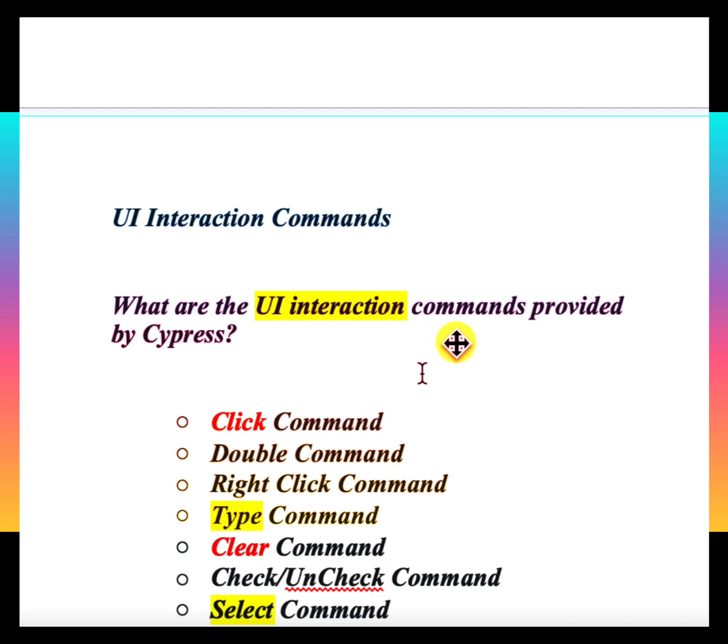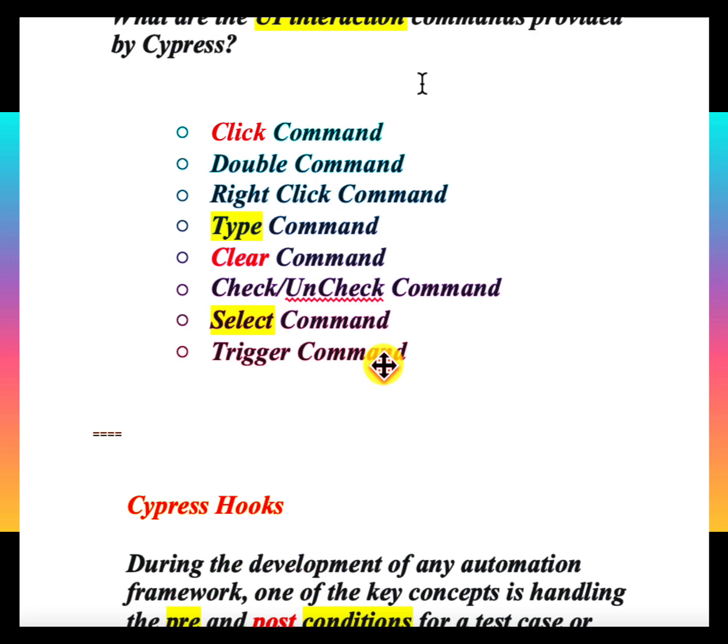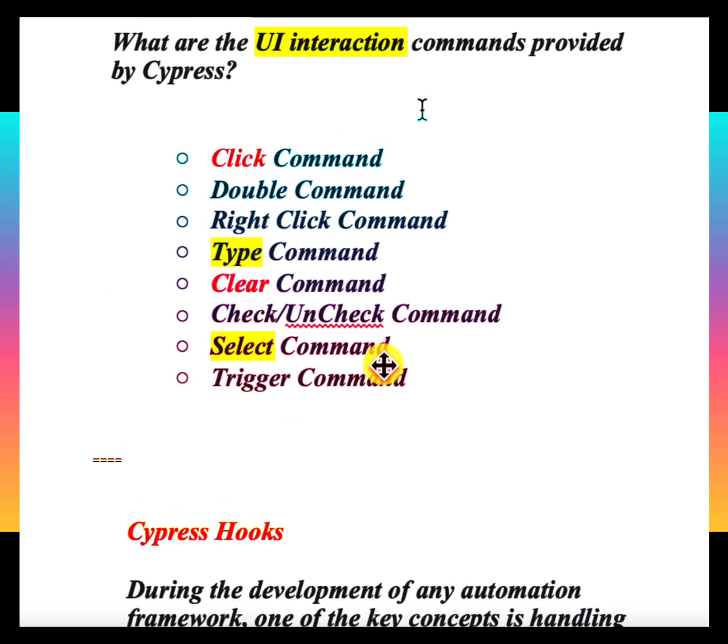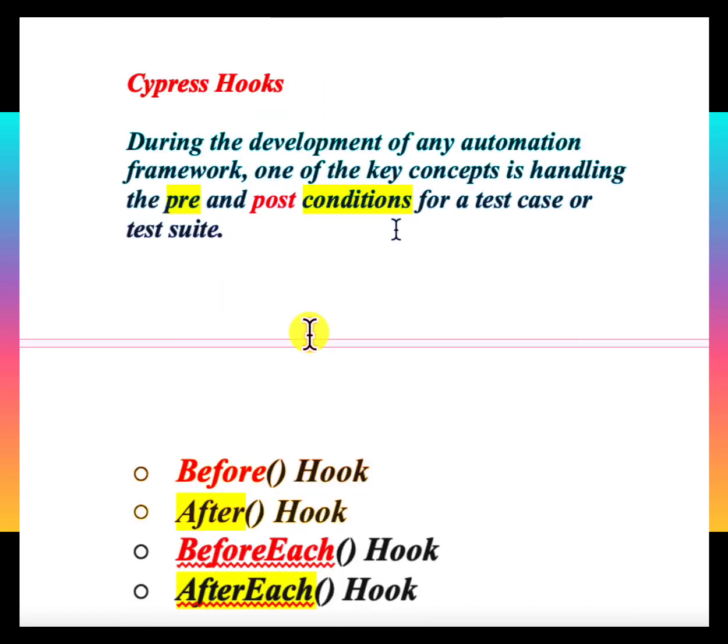What are the UI interaction commands provided by Cypress? We have the same ones as in Selenium, like click, double click, right click, type, and you can also do clear, check or uncheck, select, and trigger commands.